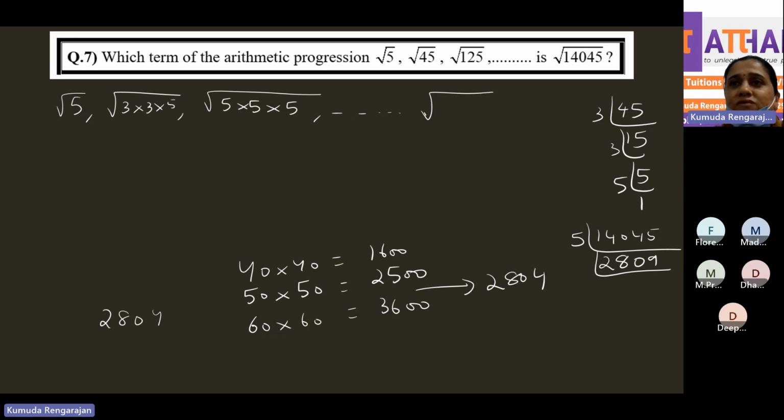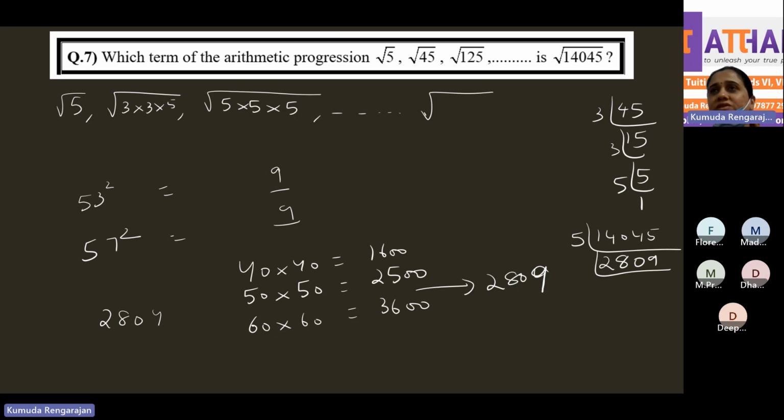So what do we have between 50 square and 60 square? 50 square is 2,500 and 60 square is 3,600. Now this number 2809 lies between 50 square and 60 square. Okay, so now between 50 square and 60 square, we have 53 square and 57 square, which can have 9 in the units place.